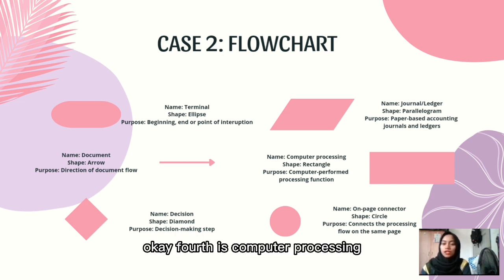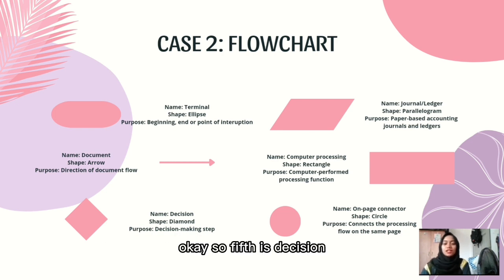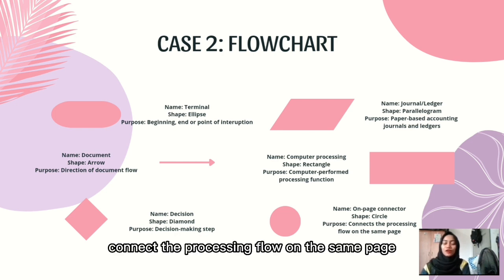Okay, fourth is computer processing. The shape is rectangle and it is for computer performing processing functions. Okay, so fifth is decision. The shape is diamond and it's for decision making step. And lastly is on-page connector. So on-page connector is a circle shape, and the purpose is to connect the processing flow on the same page.